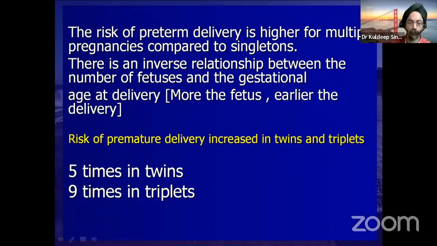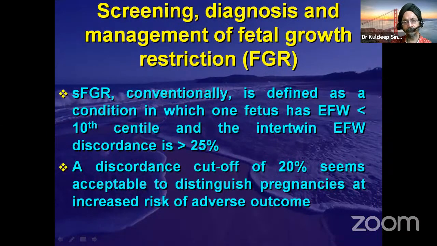As the higher order comes in, you can see the risk of premature deliveries is 5 times in twins and 9 times in triplets.